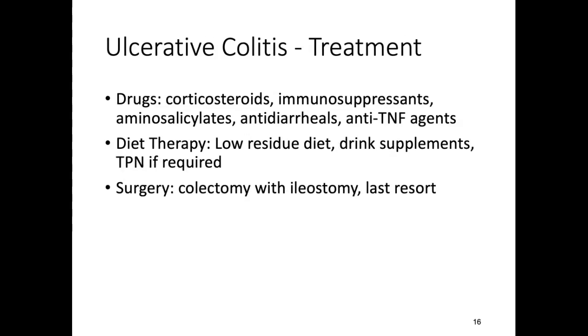For ulcerative colitis, the treatment is again corticosteroids, immunosuppressants, aminosalicylates, antidiarrheals, anti-TNF agents, again looking at the immune system and the inflammatory system. The diet is a low residual diet. You may require supplements because remember ulcerative colitis could affect the absorption capabilities, and surgery is a last resort.